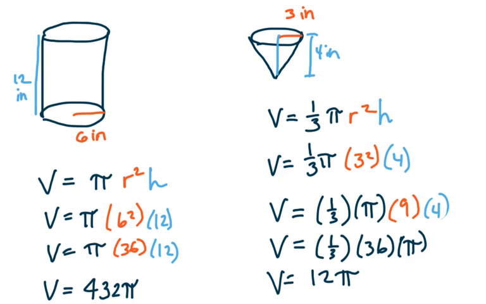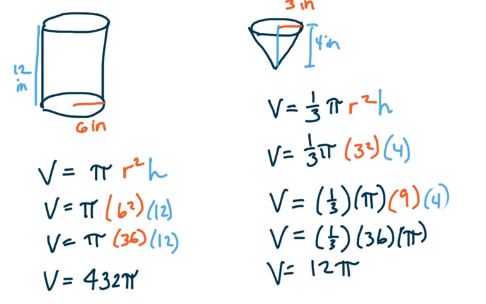So 1/3 times pi times 9 times 4. And I'm going to not worry about the pi for the moment. 1/3 times 9 times 4 is 36, so that gives me 12 times pi. Now this is where the magic comes in.